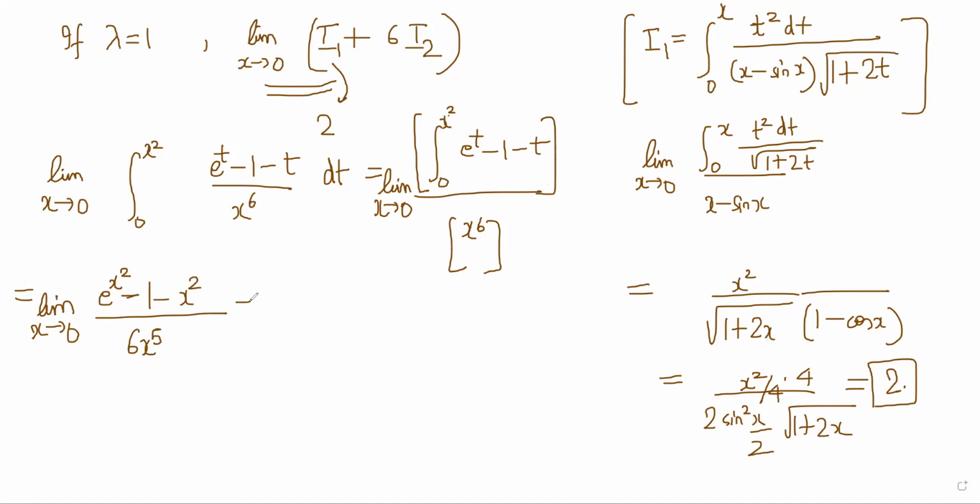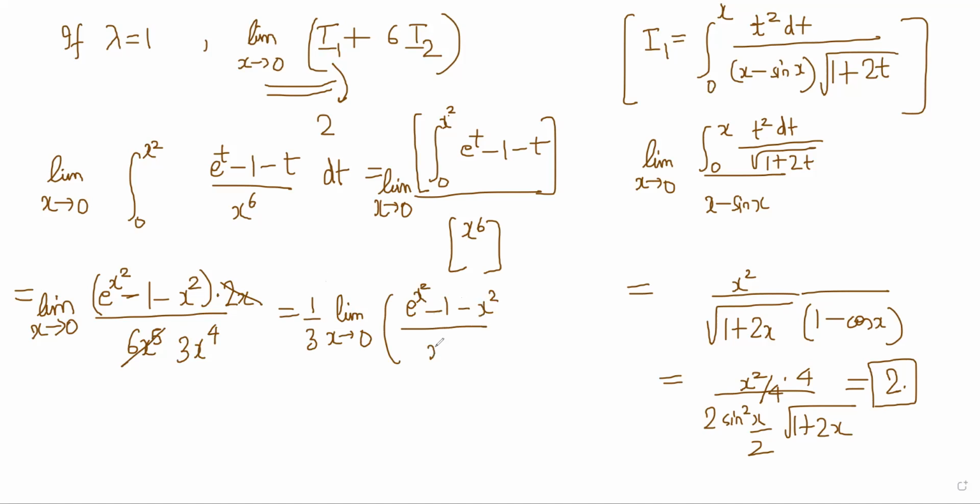Now, this becomes 6x power 5. Actually, there is a 2x also. When I differentiate the top, I put the upper limit in this and then differentiate the upper limit, right? So 2x cancels here and this becomes 3x power 4, right? So what I have to get is 1 by 3 times the limit as x tends to 0 of (e power x square minus 1 minus x square) by x power 4, right?